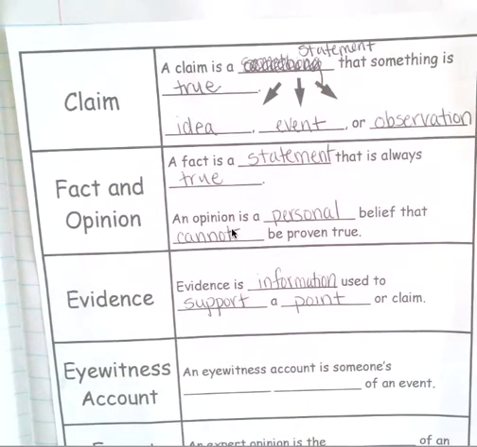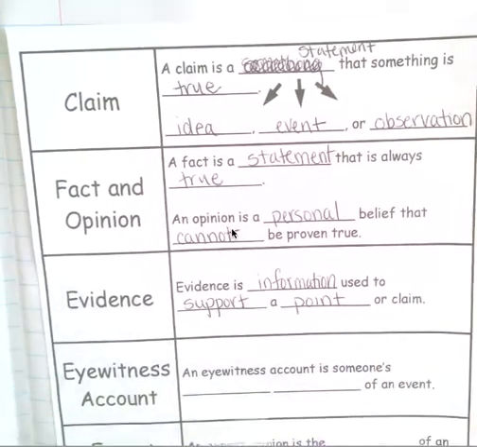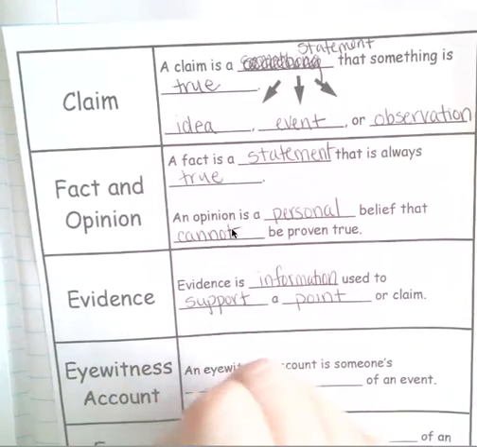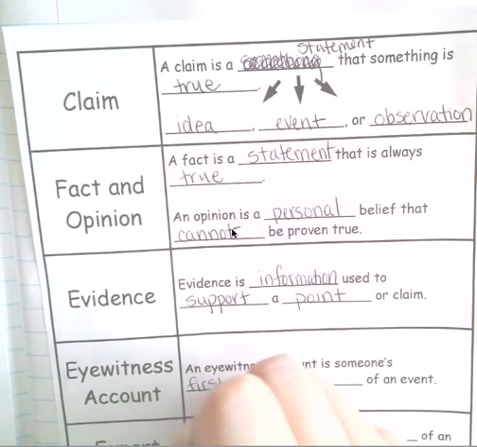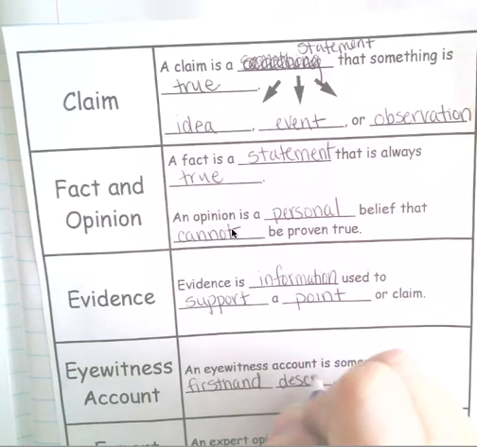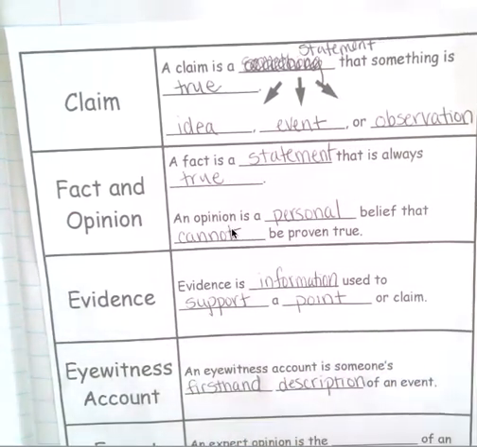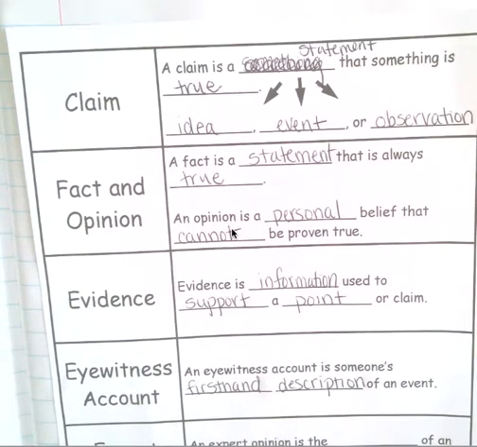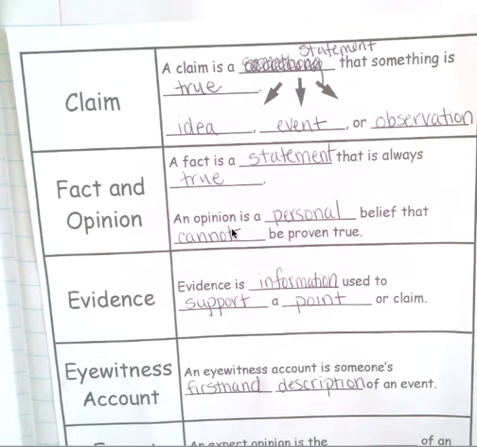Now, an eyewitness account. An eyewitness account is someone's firsthand description of an event. We have talked a little bit about firsthand and secondhand already this year, but firsthand is somebody who has experienced it themselves. They've seen it with their eyes. They actually lived what they're talking about, right?